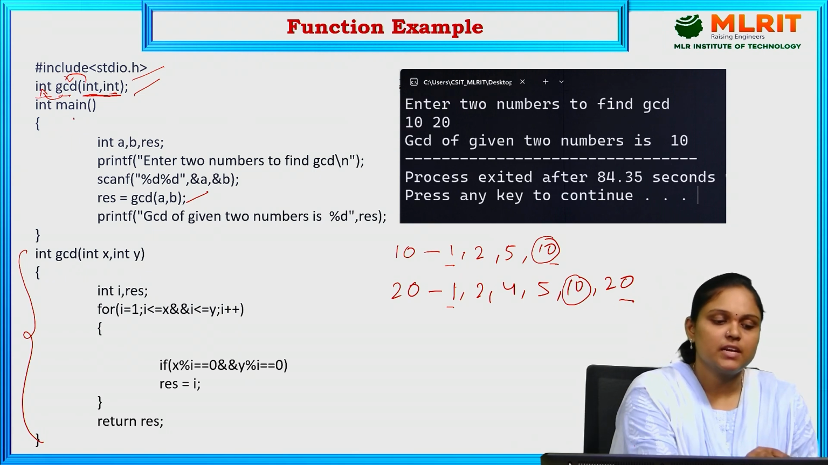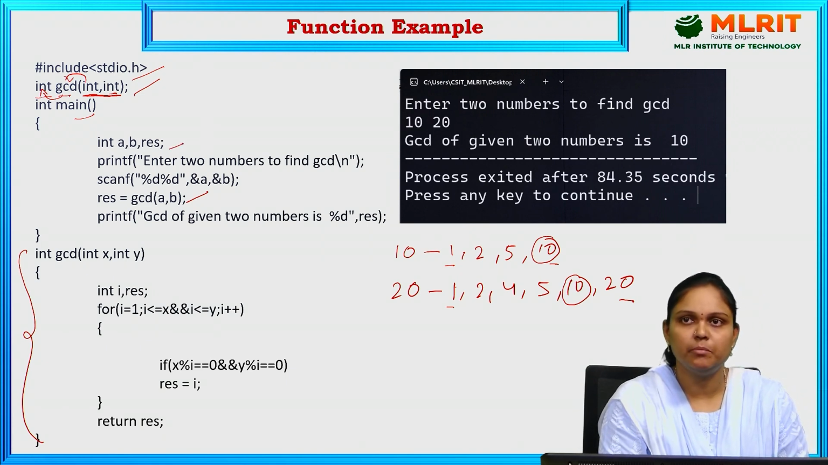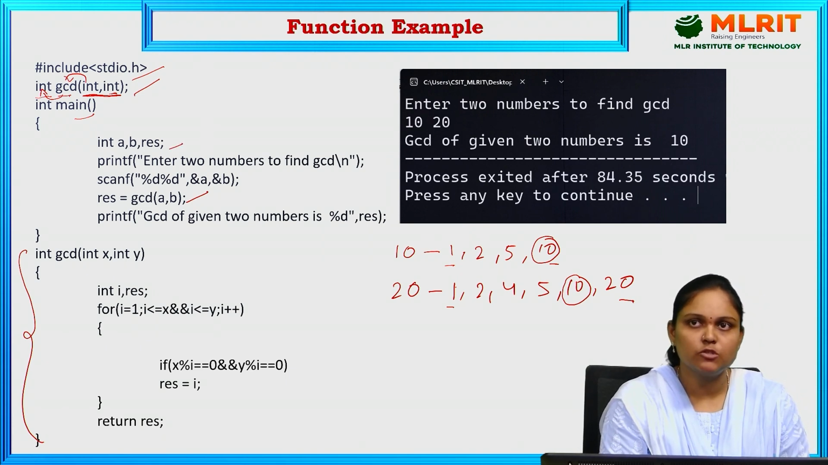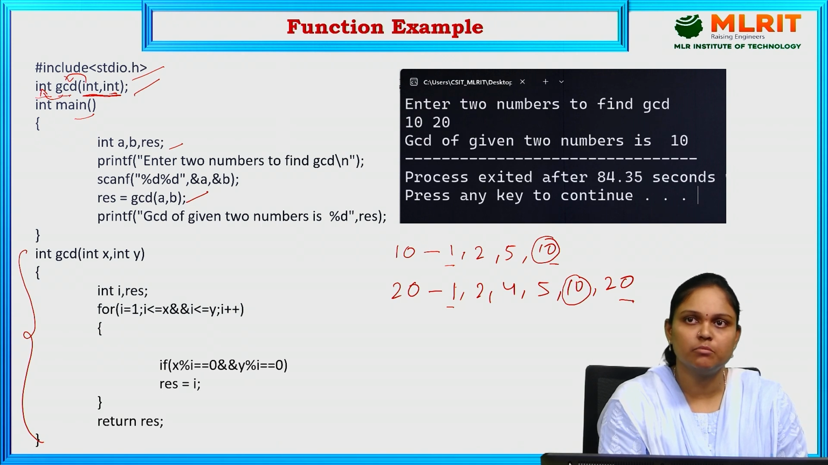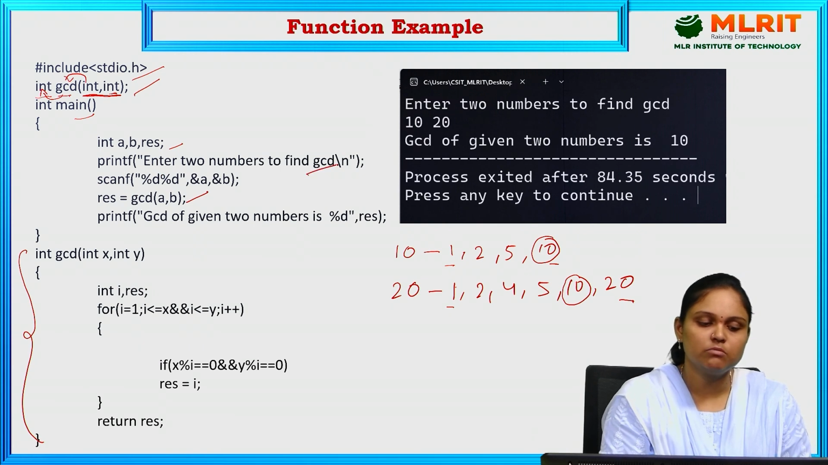Next, inside the main function, we are declaring three variables: A, B and a result variable. A is to store the first number, B is to store the second number, and result is used to store the GCD of those two numbers. Next, using a printf statement, we ask for the two numbers, and using a scanf statement, we read those two numbers.